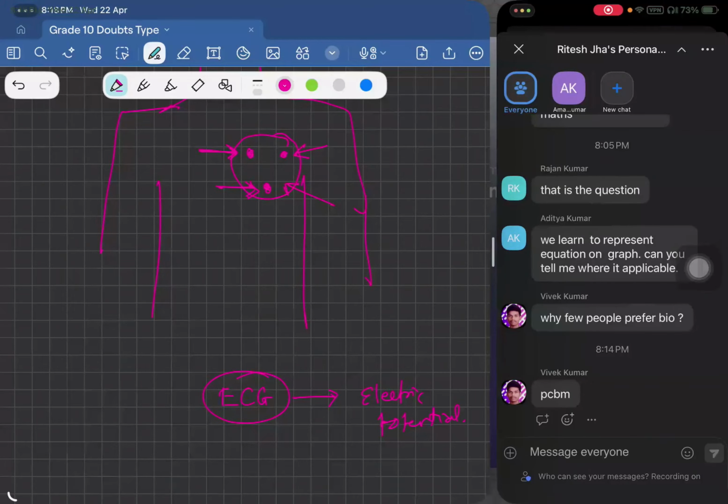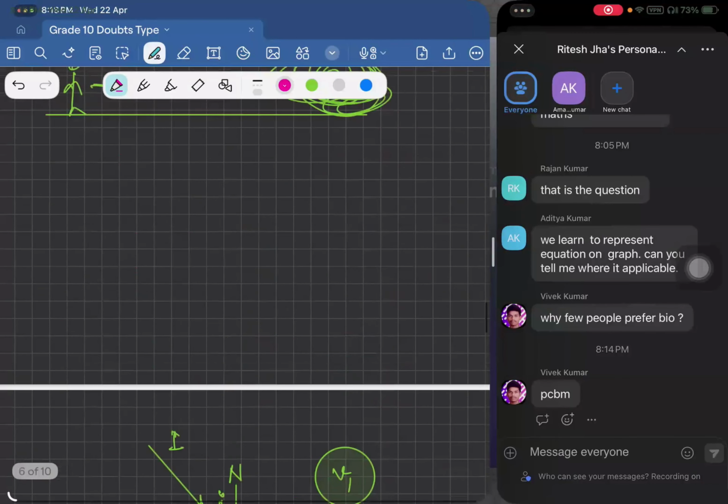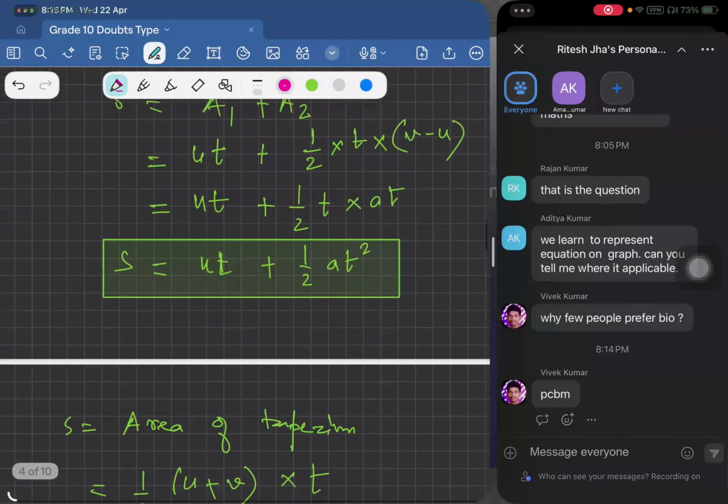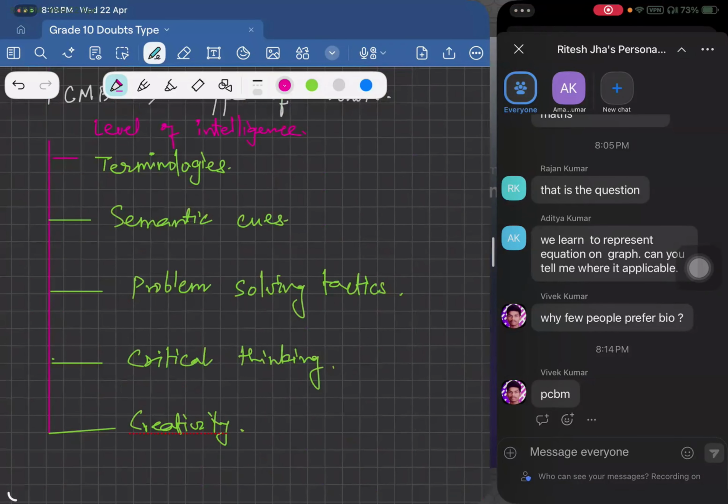It's about application. If you are learning anything with these five levels of intelligence which I mentioned earlier, trust me, you will learn that concept in a way that you will never forget. So five things: terminology, semantic cues, problem solving tactics, critical thinking, and creativity. Creativity is something where you are able to make your own question also. You are able to teach someone that specific concept.